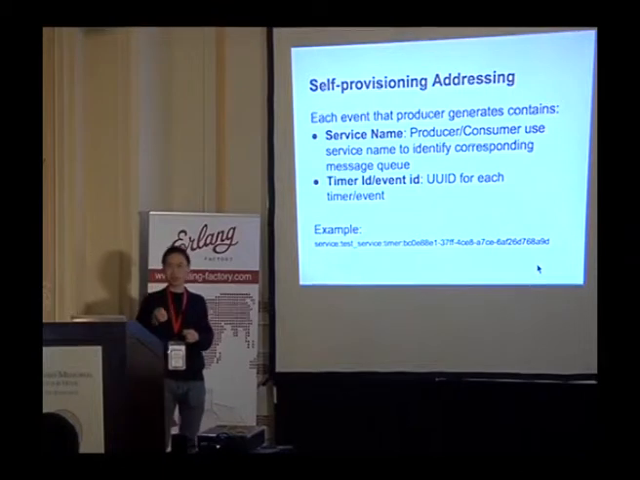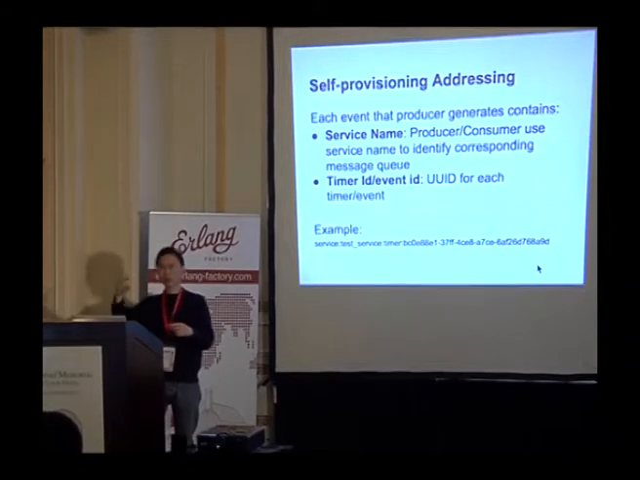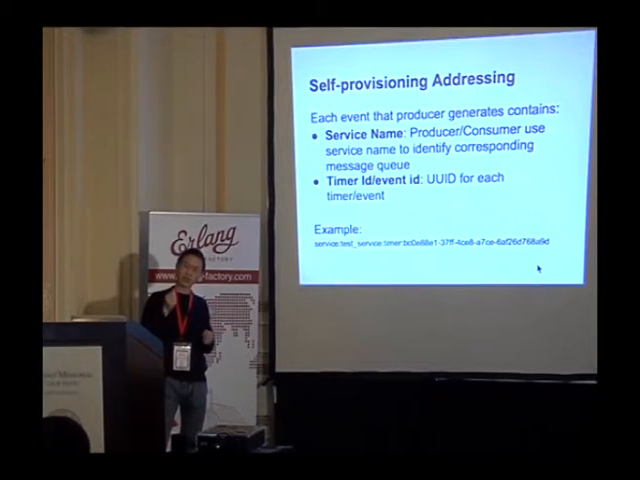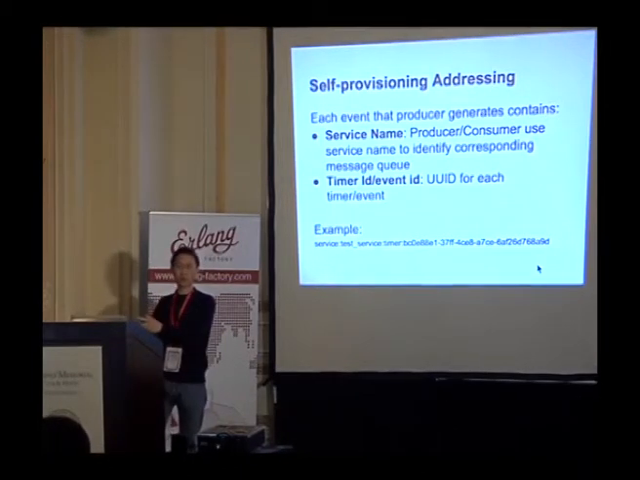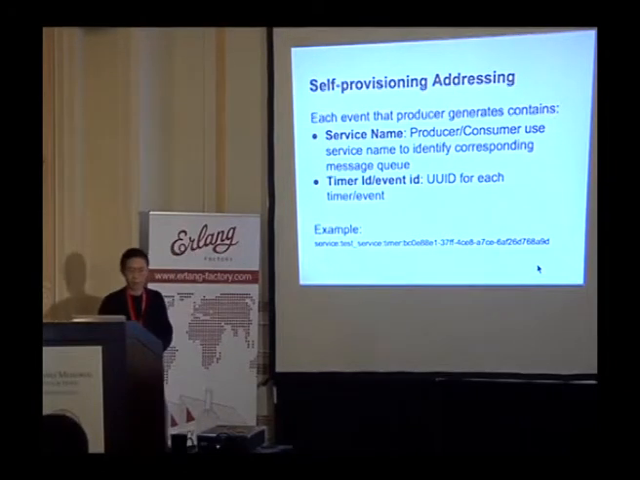And the service name is also used by the retry distributor, because it's simple to handle one queue. It needs the retry distributor to look at the service name and figure out who this expired event is for. So this is another reason why we need this service name.